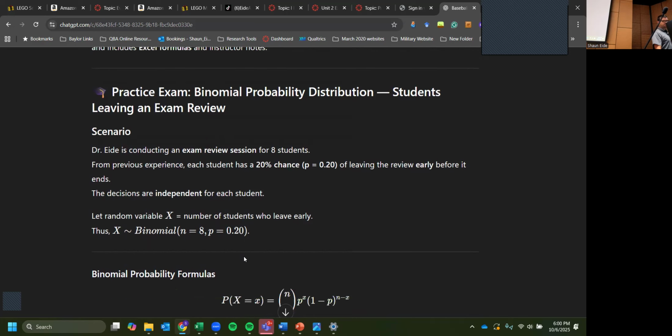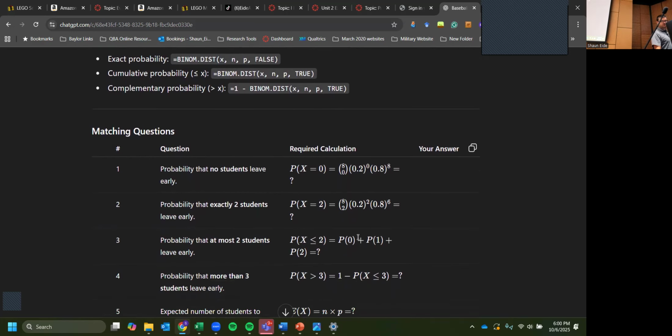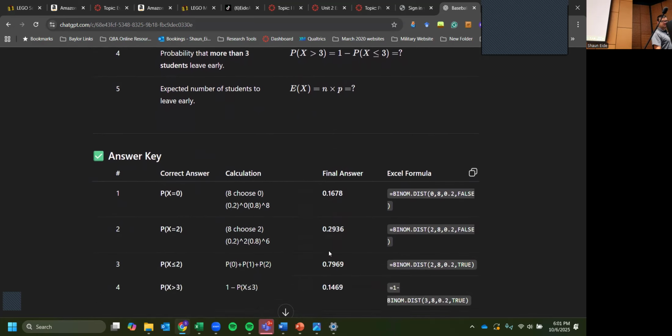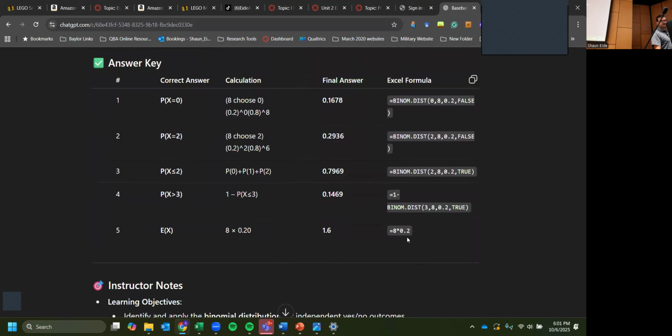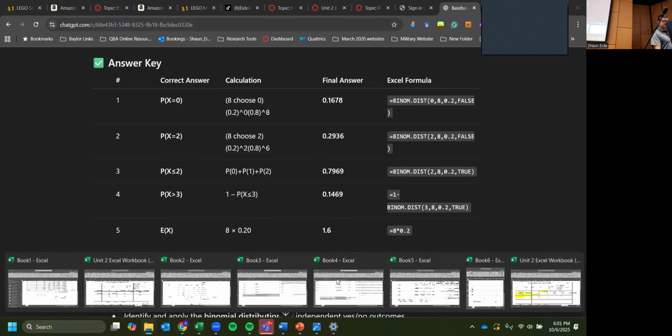20%. Okay. And then they give you all these super cool things right here. But then I tell them to do this. Okay, so it gives you exactly how you need to fill it out. So what's the probability that no students leave early? We're going to go into Excel.